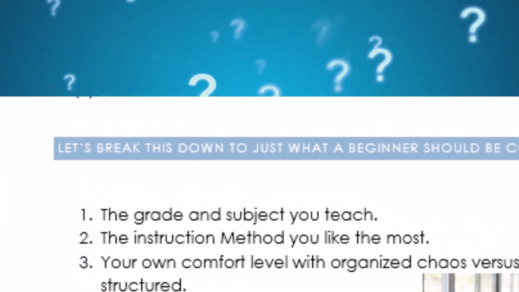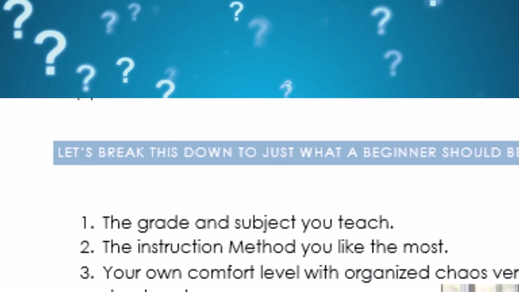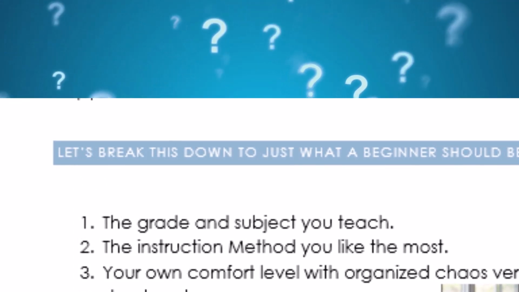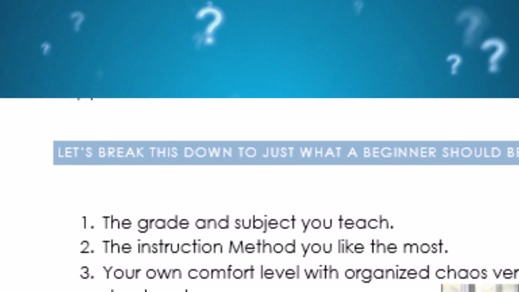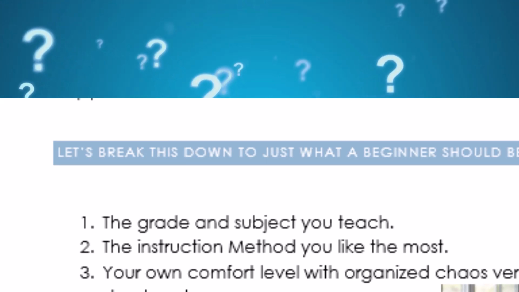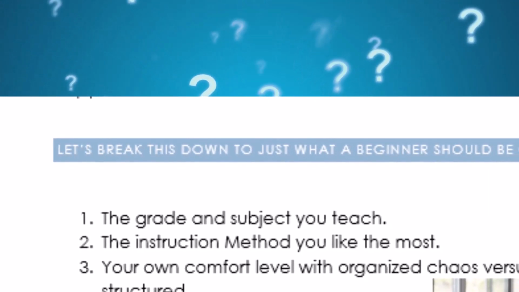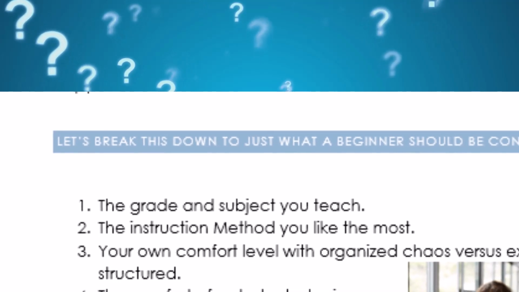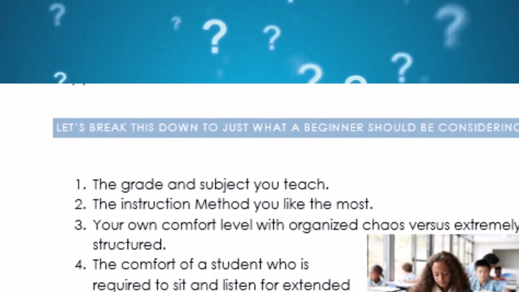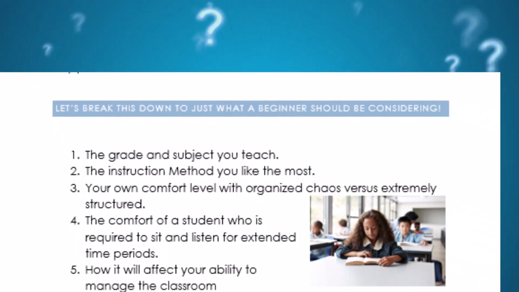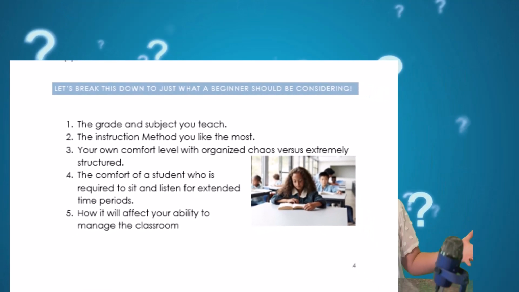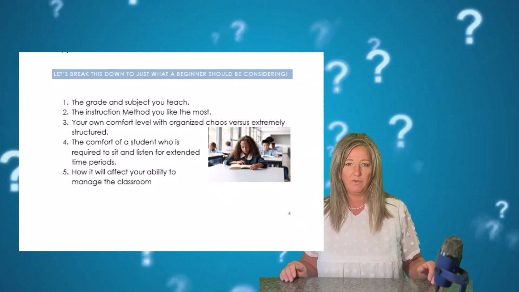Consider the grade and the subject you teach. Consider the instructional method that you like the most. So are you a person that likes to lecture? Because if you're a person who likes to lecture, then perhaps rows and columns are better for you, because then everybody can see you and everybody's facing the same direction.